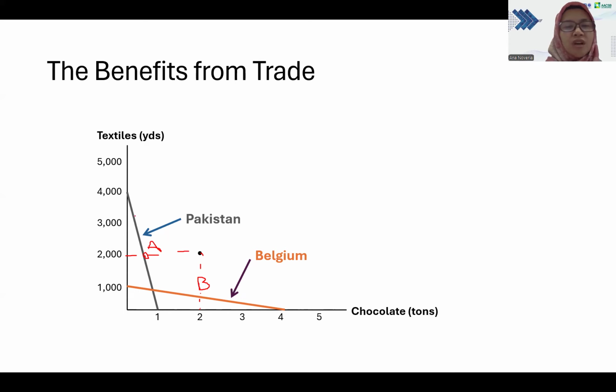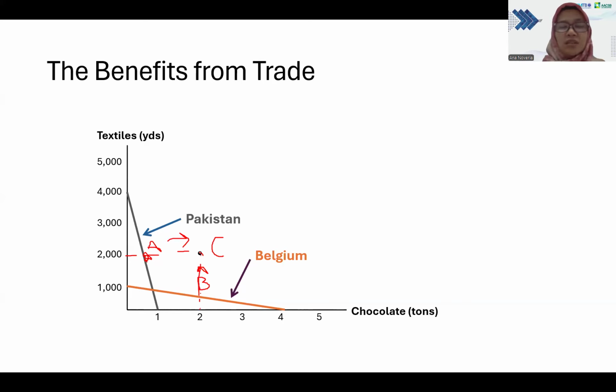So this is consumption before trade. Now it's moving this way for Pakistan towards this point C. And the same is true for Belgium because of the trade. Belgium moves from point B up here to C. So now we have this new consumption. So it increases both.